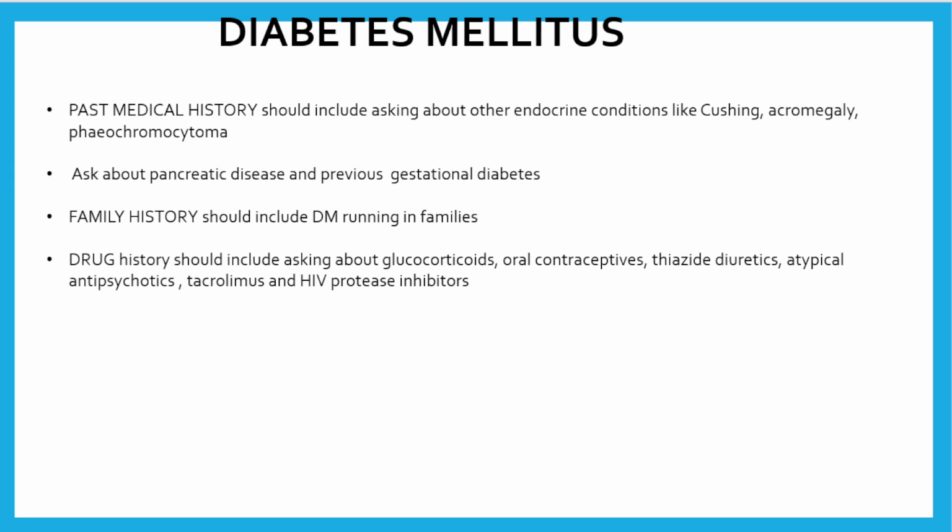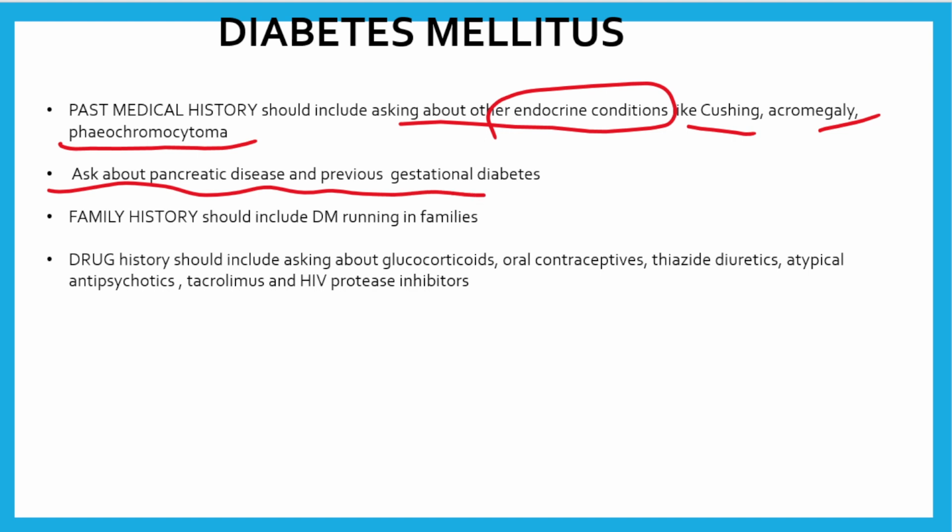In the past history, we'll ask about other endocrine disorders like Cushing syndrome, acromegaly, and pheochromocytoma, which can cause diabetes. We'll ask about pancreatic diseases and previous gestational diabetes. In the family history, we'll ask about diabetes running in the family.